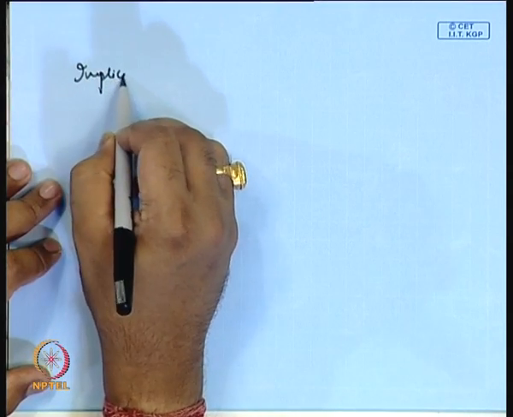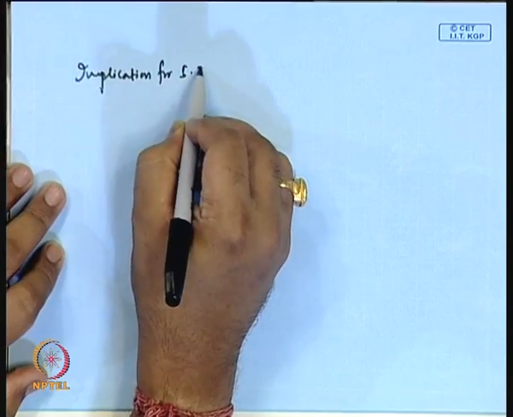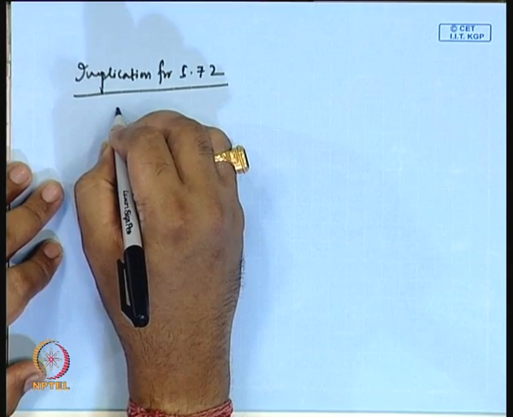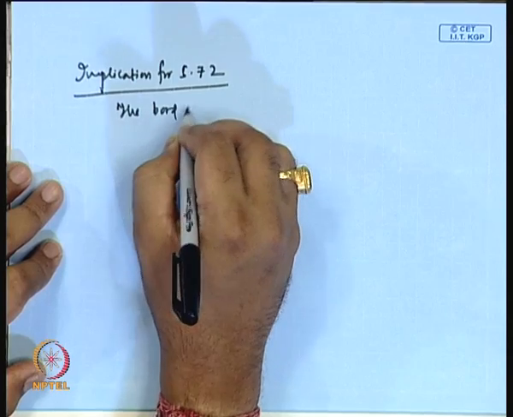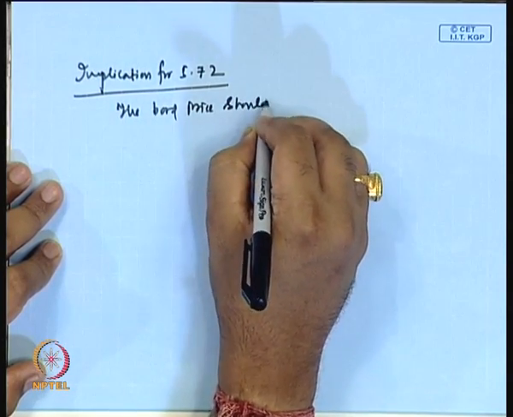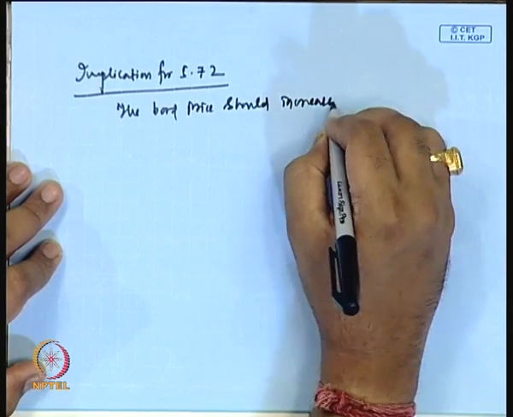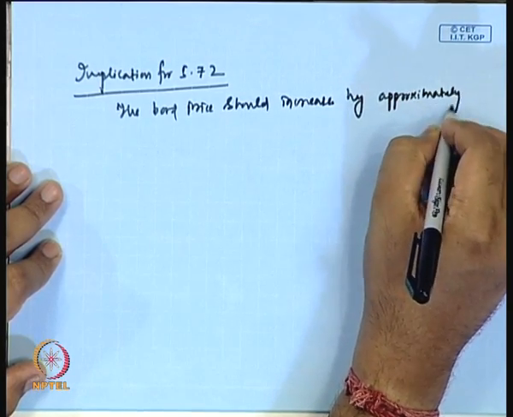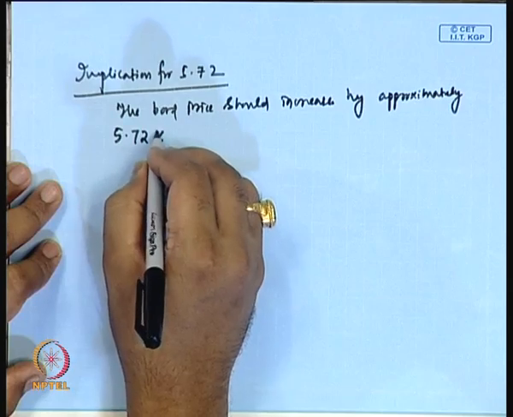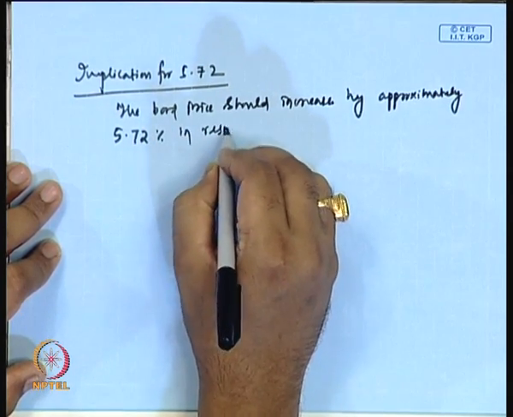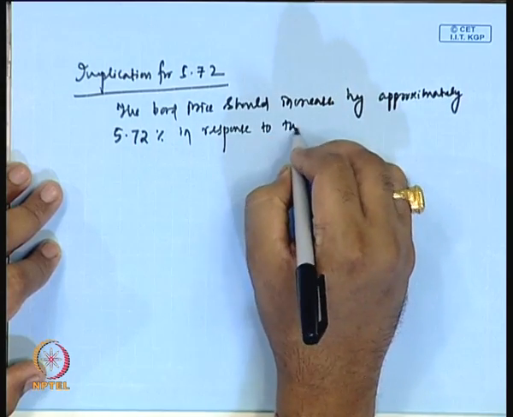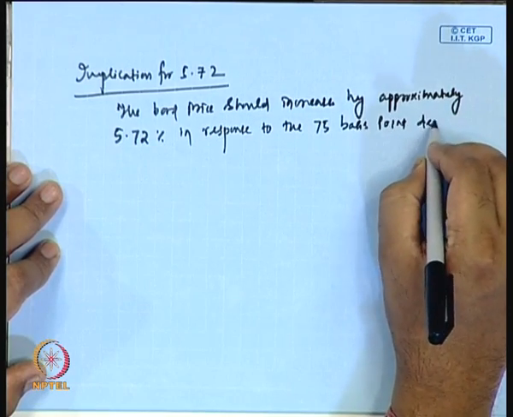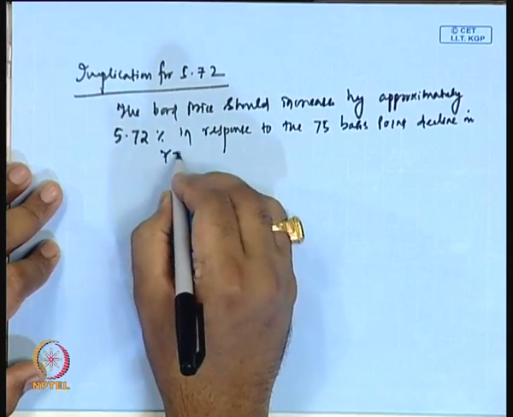The implication for 5.72 is that the bond price should increase by approximately 5.72% in response to a 75 basis point decline in YTM.